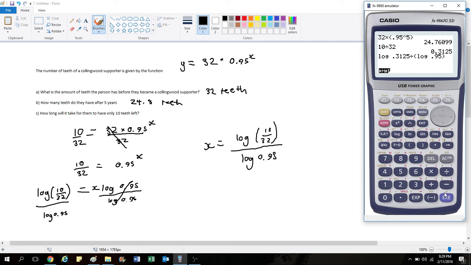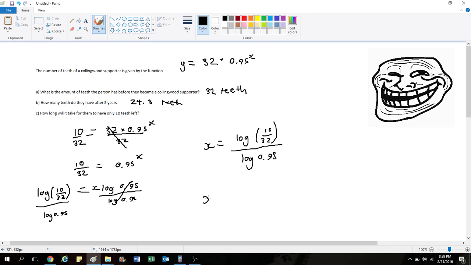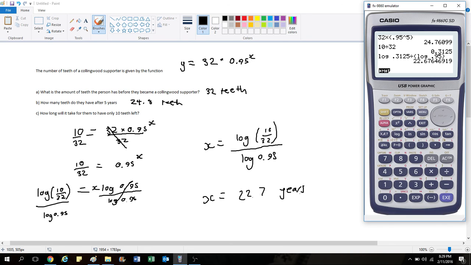If we go ahead and do that, we get 22.67. So what does this tell us? x is equal to 22.7 years. So after 22.7 years, unfortunately, if you're a Collingwood supporter, you'll only have 10 teeth left.